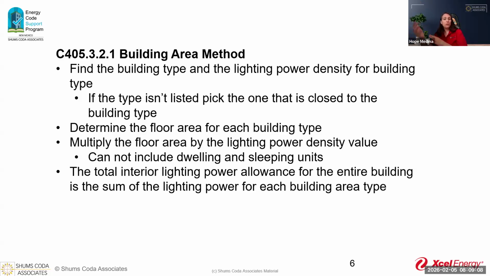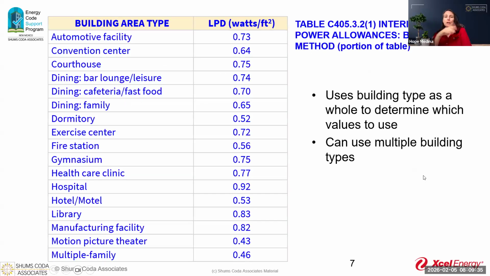Now, what I will tell you is that when you have a structure that also contains sleeping units and dwelling units, those sleeping units and dwelling units are not to be included in this area weighted calculation. So when you look at this on the plans or on a report that's provided, there shouldn't be anything in there for the dwelling or sleeping units, because they're addressed in a different area.